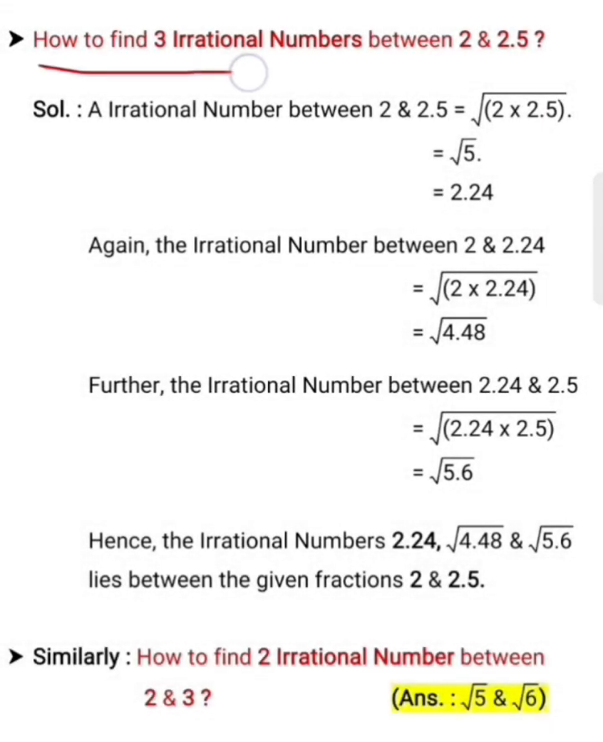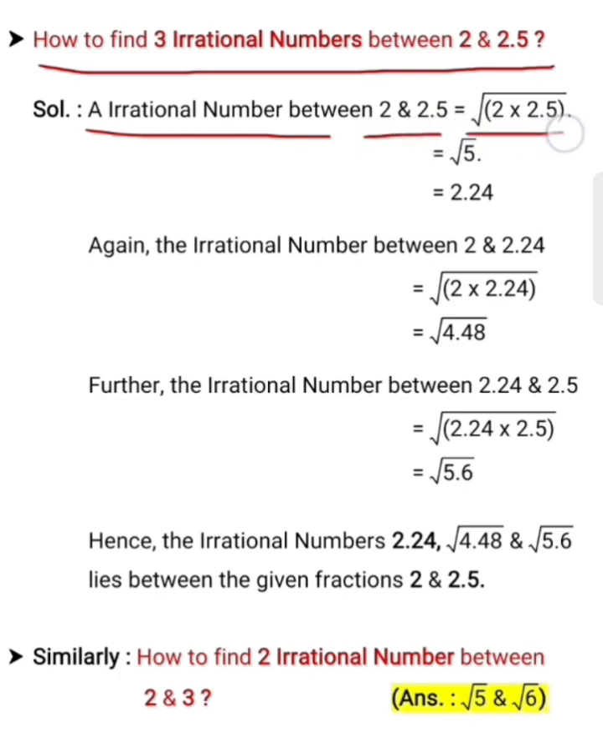How to find three irrational numbers between 2 and 2.5. Irrational numbers between 2 and 2.5 equal root over 2 into 2.5 equal root 5 equal 2.24.